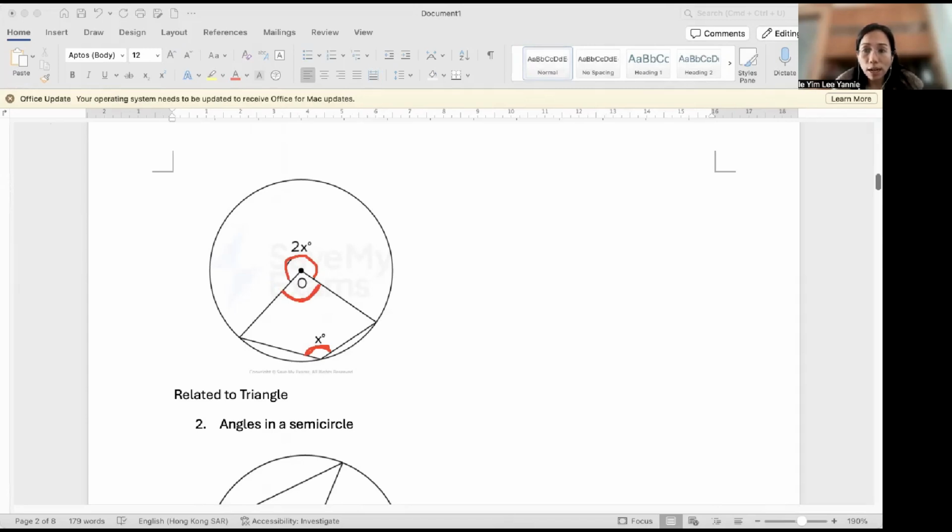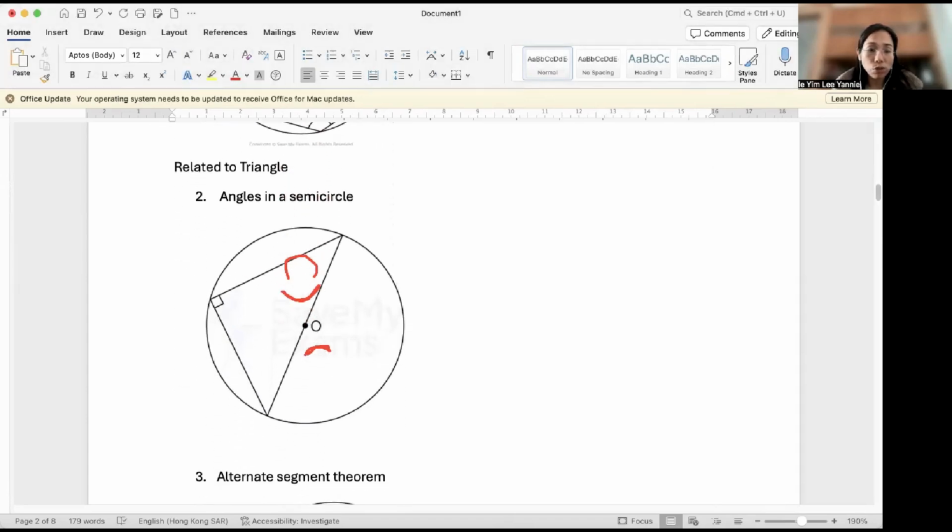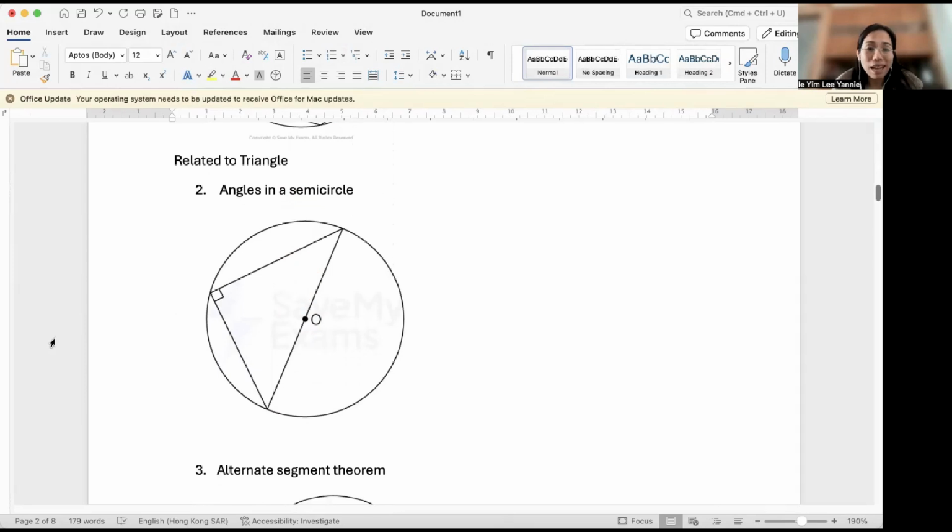And then the second part is related to the triangle. For the triangles, I believe most of you understand that if the chord is the diameter of the circle, the angle they form would be a right angle, okay? It doesn't matter where it goes this way or like this. The angle formed will always be the right angle, okay?